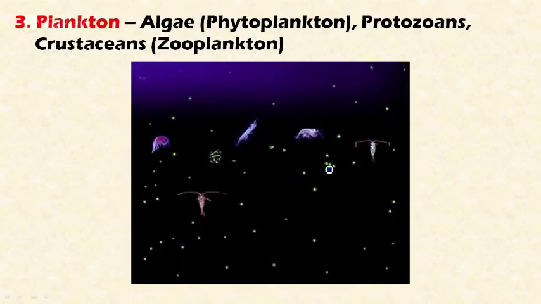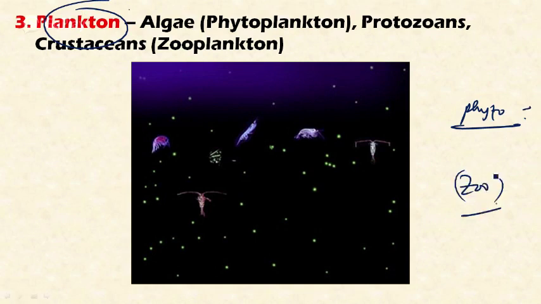The third important group is the plankton. Please do not confuse it with the others. Plankton includes both phytoplankton, that is the plant based organisms, and zooplankton, that is the animal based organisms. Under phytoplankton, algae is the major example, and the zooplanktons include crustaceans and certain protozoans.